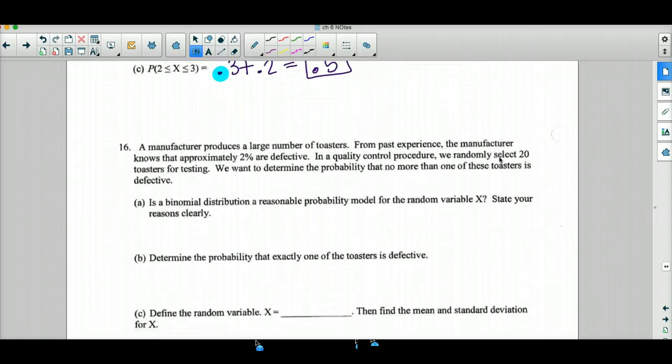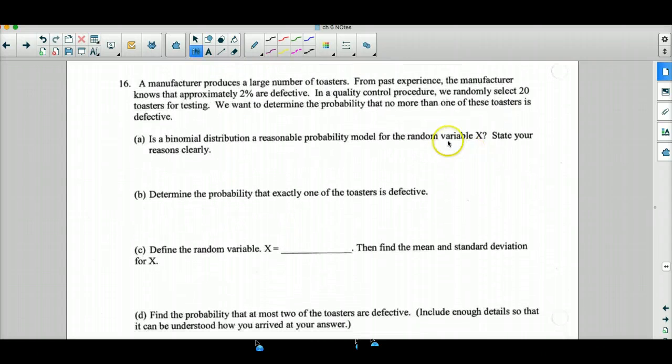Okay, a manufacturer produces a large number of toasters. From past experience, the manufacturer knows that approximately 2% are defective. In a quality control procedure, we randomly select 20 toasters for testing. We want to determine the probability that no more than one of these toasters is defective. Is it a binomial distribution? State your reasons.